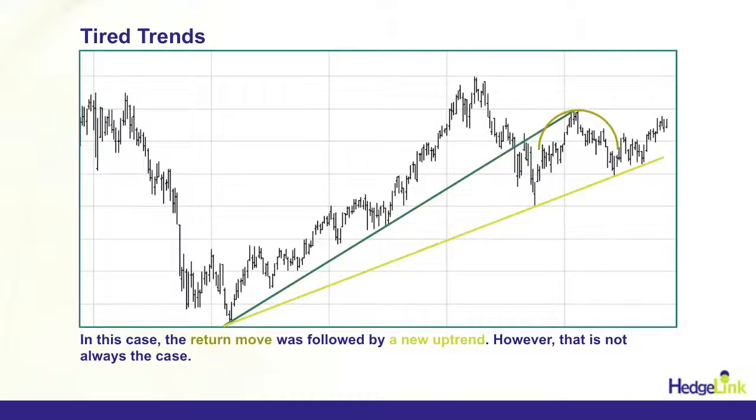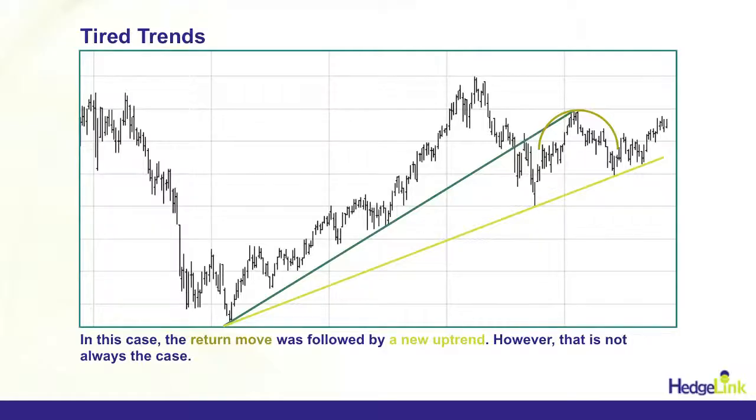It's also worth noting that when a bear market trend is broken, in which case it would be broken by a rally, there can be a price down move towards the old downtrend line that is also a return move before it goes into its consolidation and correction phase. So in this case, the return move was followed by a new uptrend. However, this is not always the case.